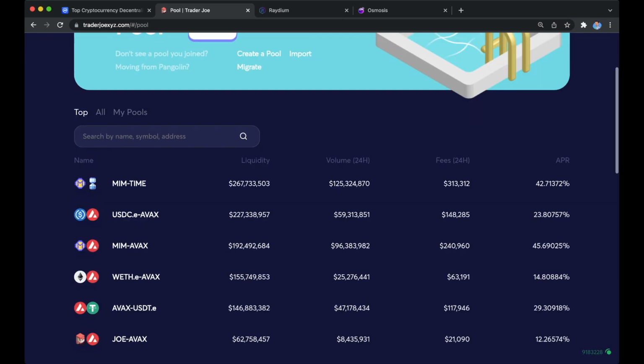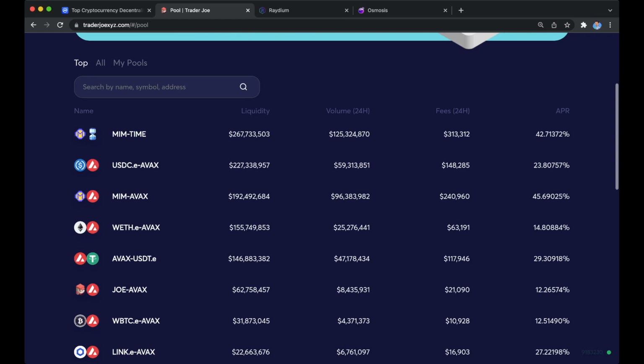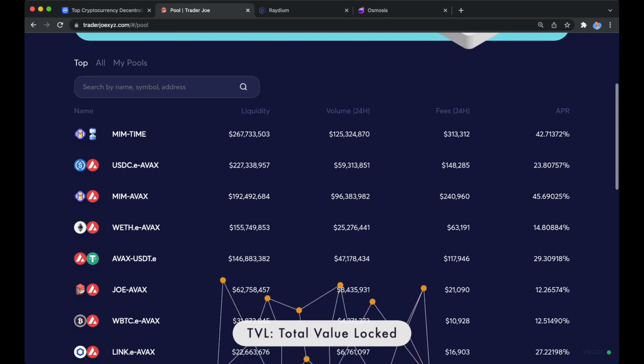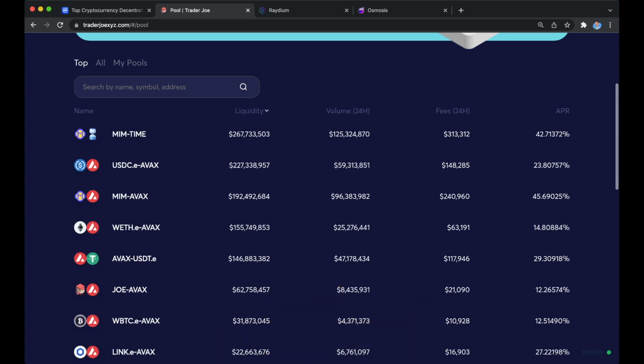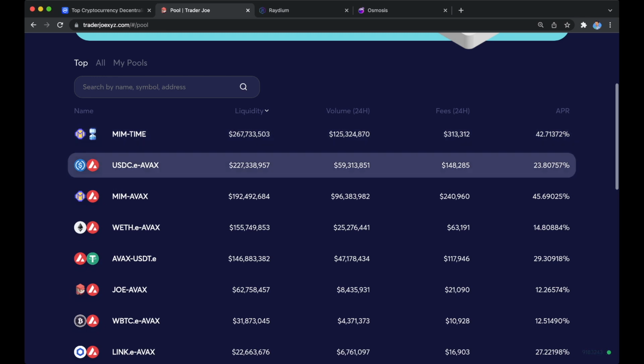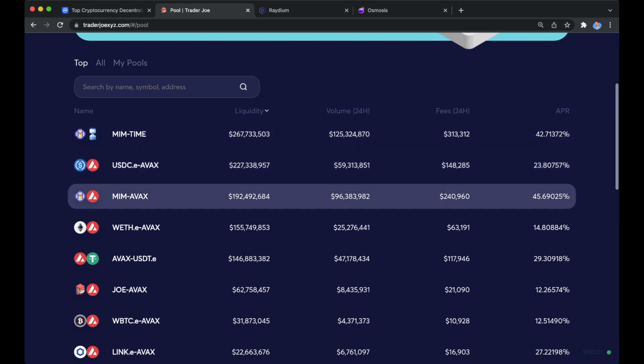And if you look at their top pools list, you can sort by liquidity, total value locked, their liquidity provided, or you can even sort by APR. So the biggest pool in the Trader Joe ecosystem is the Magic Internet Money and the Timecoin. That would yield you 42% APR. You can also pool the USDC and AVAX token for an APR of 23%, or the MIM and the AVAX pair, which would net you 45% APR.